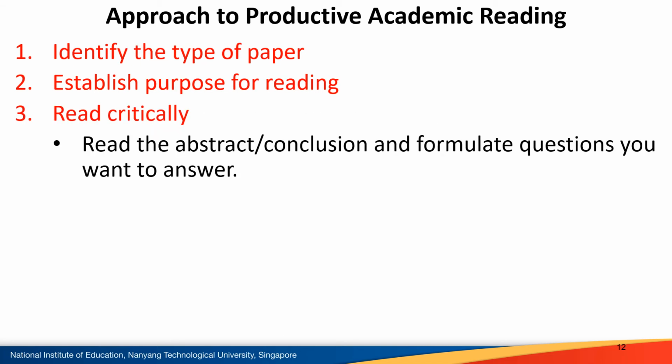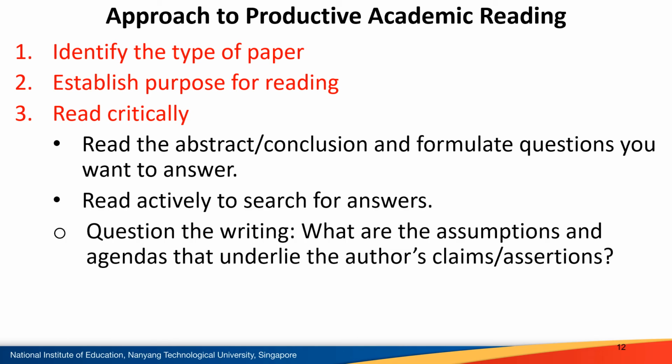Once you have established the purpose for reading, then you can begin to think about how you want to approach the reading in a critical manner. Firstly, you want to read the abstract and the conclusion, and you begin to formulate questions you want to answer before reading the paper. That is to focus your attention on exactly what you are looking for or want to find out based on your understanding of what is written in the abstract and conclusion. Then you begin to read actively to search for answers to your questions.